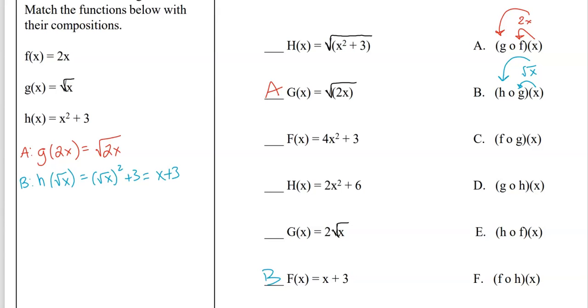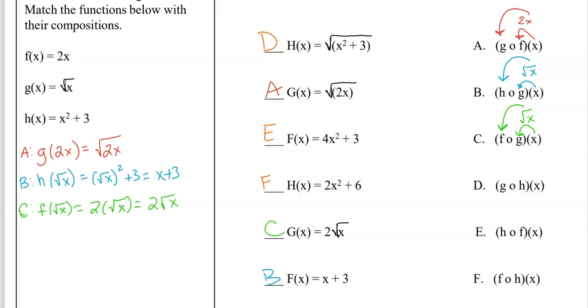F of g of x. So x goes into g, which is the function square root of x. And now we're going to plug that into our f function. So instead of f of x, it is now f of the square root of x. 2 times x is now 2 times the square root of x. So that's just 2 times the square root of x. Where's that? C. Down there. Good. All right, you and your friends work on those last 3. And then we'll come back together and see how we did.